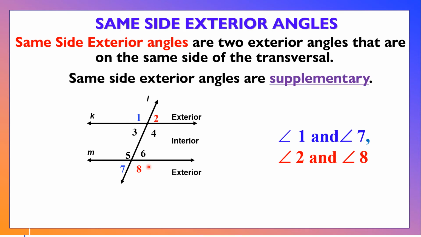So same side exterior angles are supplementary. So that means the measure of angle 1 plus the measure of angle 7 is equal to 180 degrees. The measure of angle 2 plus the measure of angle 8 is equal to 180 degrees because they are supplementary.